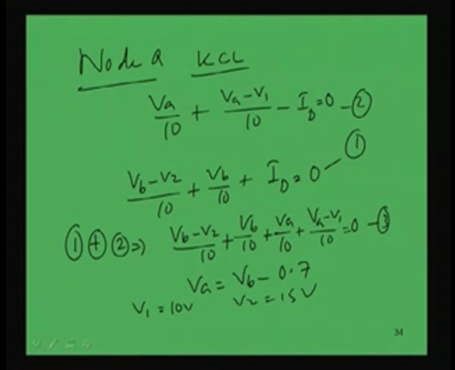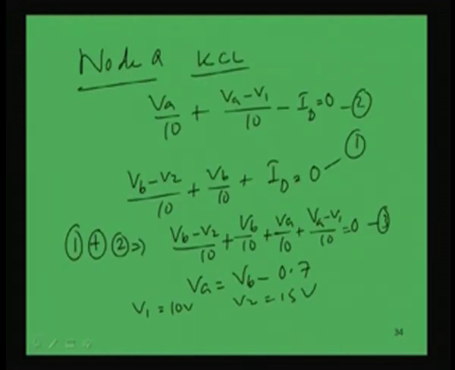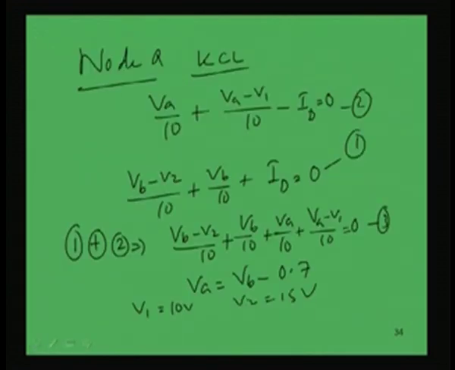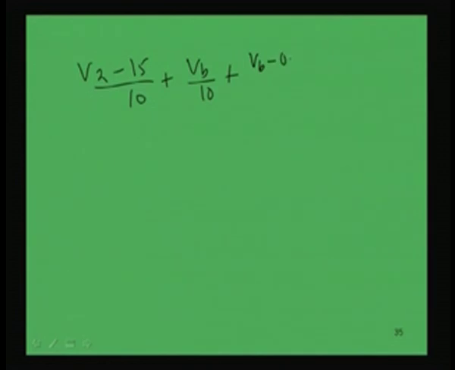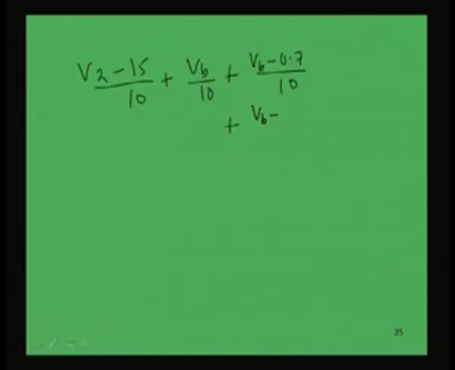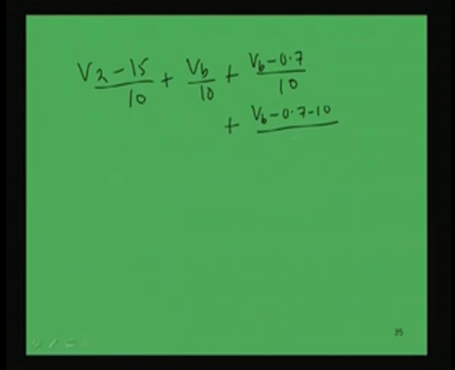From equation 3, I will have VB minus 15 by 10, since V2 is equal to 15, plus VB by 10. Then I substitute VA as VB minus 0.7, since I want to keep only one unknown, plus VA is VB minus 0.7, so VB minus 0.7 minus 10, since V1 is 10, divided by 10 equal to 0.